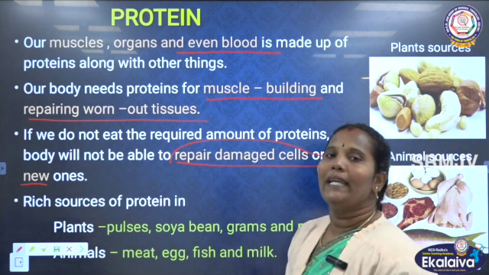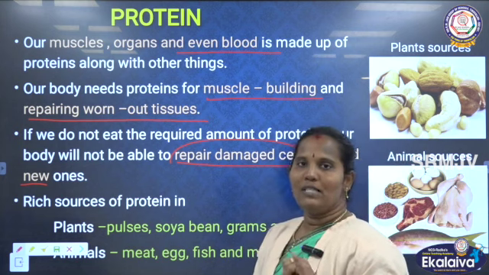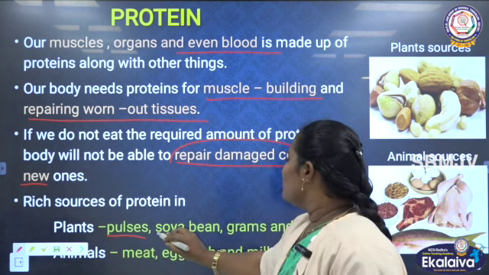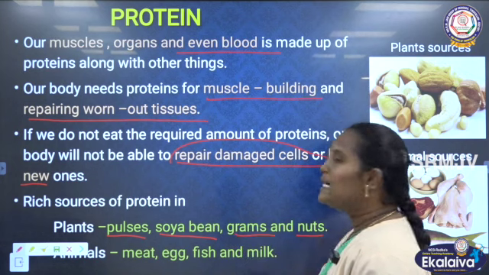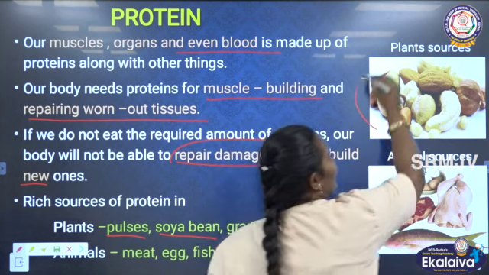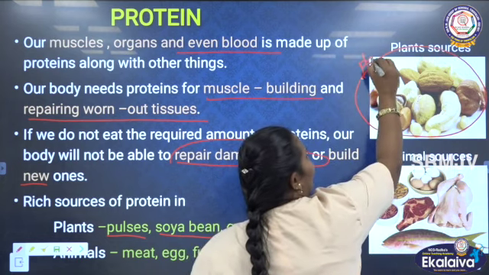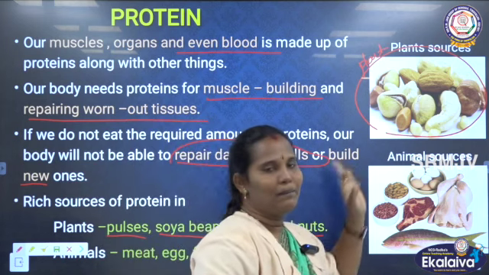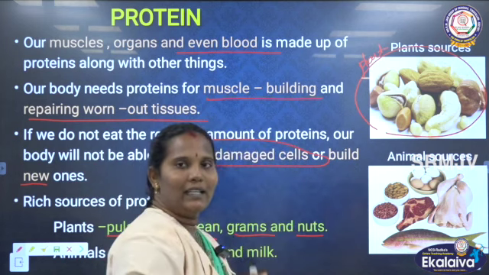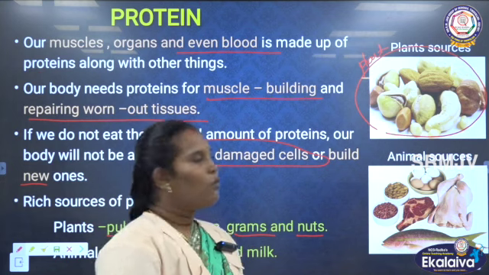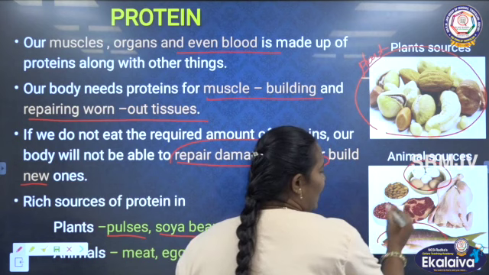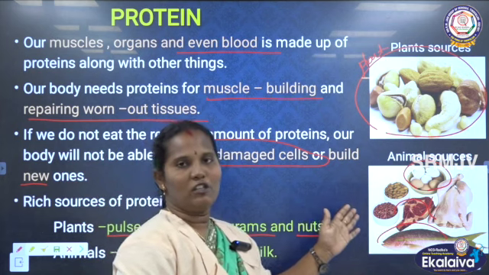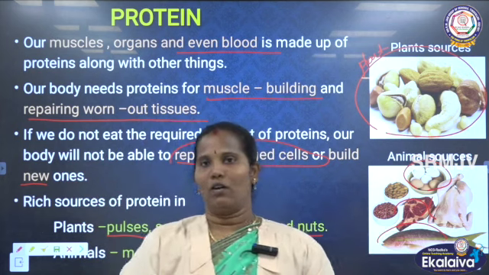See, protein we can get from two sources. One is the plant source, another one is the animal source. What are plant sources? Pulses, beans, grams, nuts, these are all examples of plant proteins. Nuts, cereals, pulses, these are all examples of plant sources. As well as we can get protein from animal sources also. What is that? Fish, egg, chicken, mutton, meat, these animal sources also give a lot of protein for us.